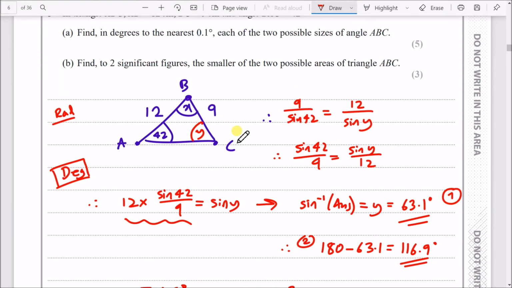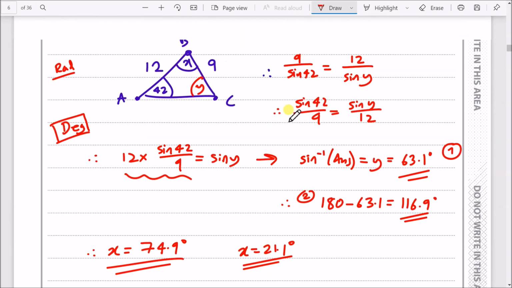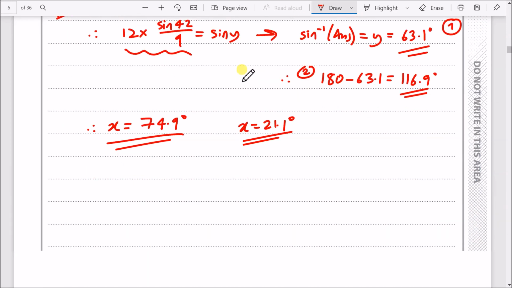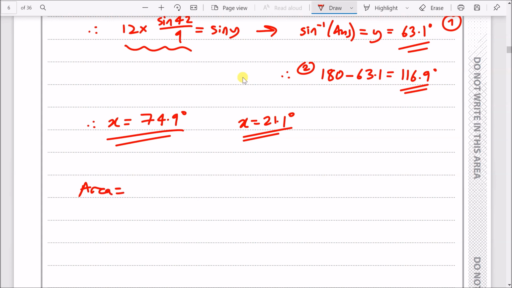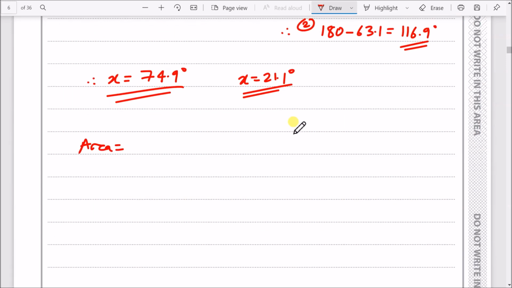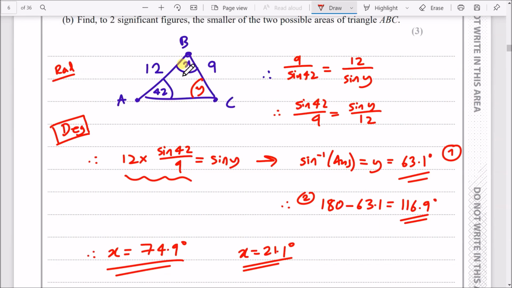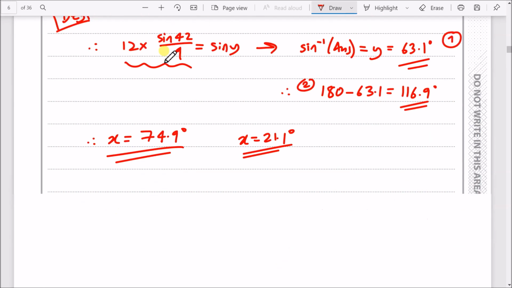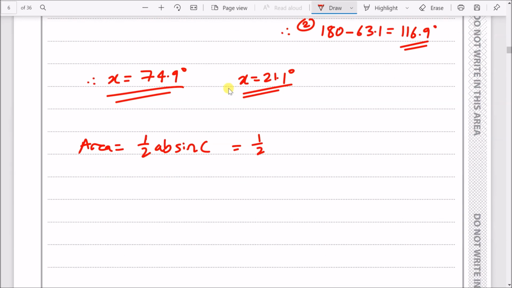Now, for the last part, part B, it says find to 2 significant figures the smaller of the 2 possible areas of triangle ABC. So again, to do that, you just got to use an area of a triangle formula. So let's do it. Because your triangle isn't a right angle and you don't know if this is a base or not, we should use the other area of a triangle formula, which is half ab sine C. We just need to pick two lengths with the angle between them. So let's focus on x here. So we're going to basically take this shape. These two will be our a and b, and this will be our C. We could say that the formula now is half times 12 times 9 times sine x.